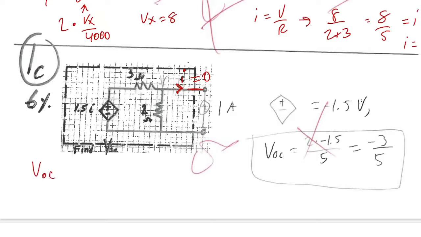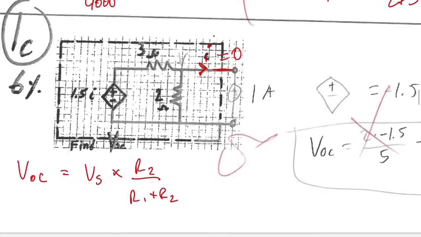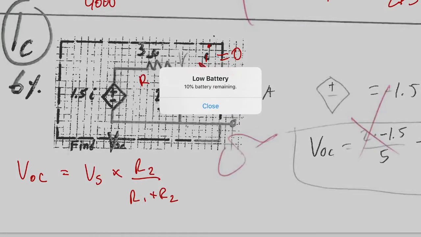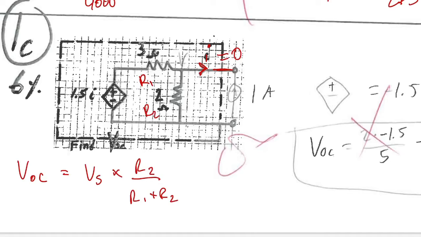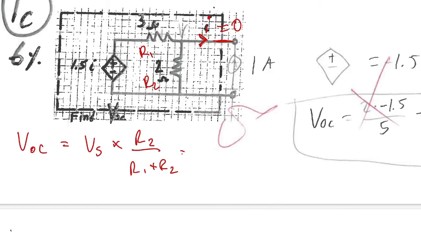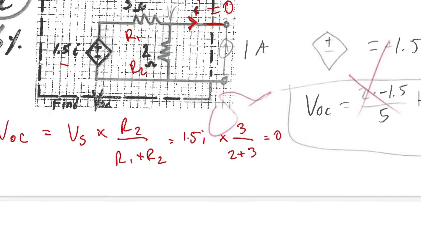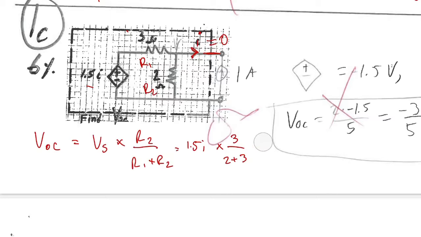And so we can do VOC is equal to the total times R2 over R1 plus R2. And let's label this one R1. Let's label this one R2. And so we can do Vs, which is 1.5i times 3 over 2 plus 3 is equal to 0. And oh no, sorry, not equal to 0. We can just write it as that.